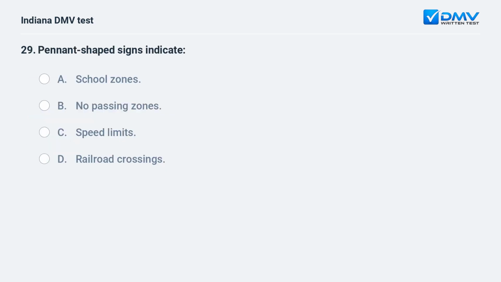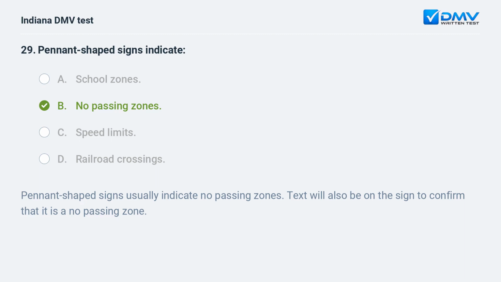Pennant-shaped signs indicate A. School zones. B. No passing zones. C. Speed limits. D. Railroad crossings. B. No passing zones.